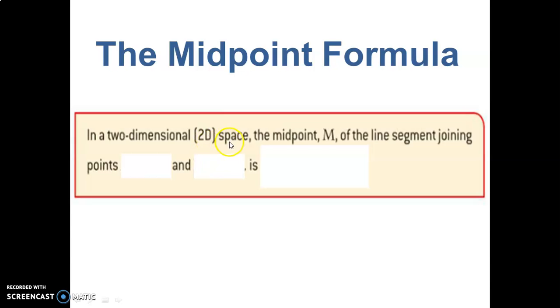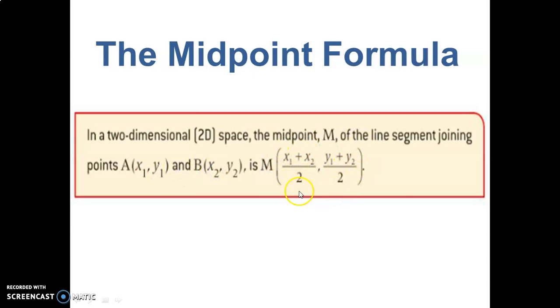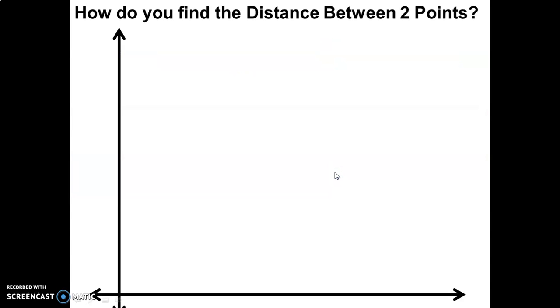In two-dimensional space, the midpoint M of the line segment joining points A and B, given like this, is this. So this is the midpoint. This is a coordinate location here. So we take the average of the x values and the average of the y values. And then that's the midpoint. It's the average point.